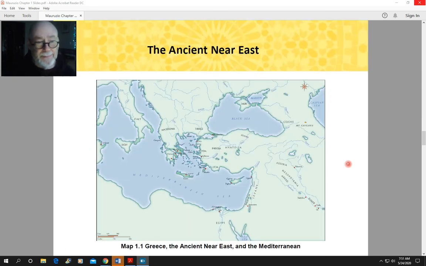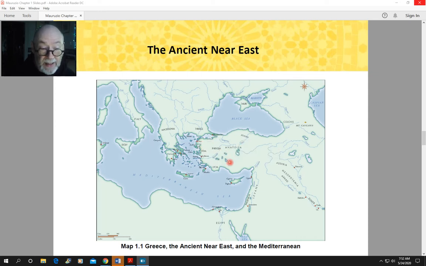Throughout, Maurizio has these maps. I don't generally find them helpful, but this map is fairly good in giving us a sense. What we've got here is Greece, which is right here, just under Macedonia. That's Greece. Over here is Troy. You can see Troy on the map.